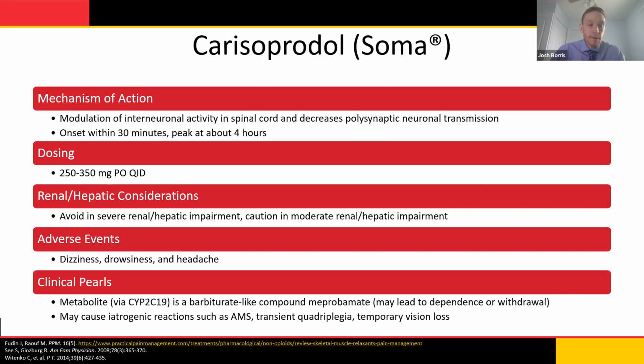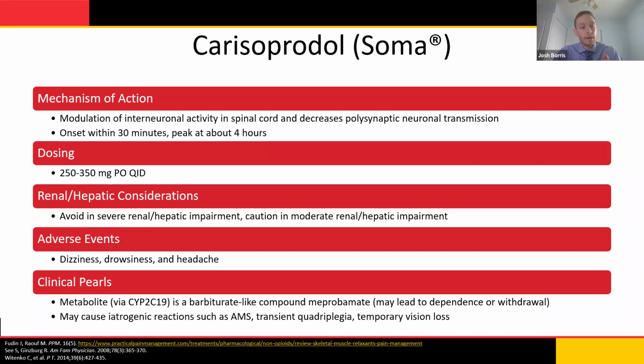For dosing, it's dosed about 250 to 350 milligrams 4 times daily. And you want to avoid it in any severe renal or hepatic impairment and use caution in moderate renal or hepatic impairment. And that's because carisoprodol and meprobamate are excreted by the kidney, and carisoprodol is extensively hepatically metabolized through 2C19 to its barbiturate-like compound.